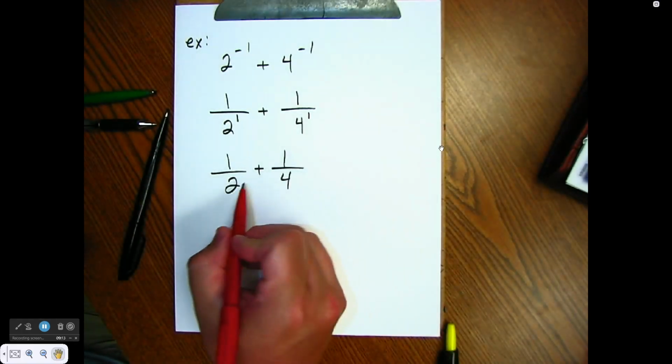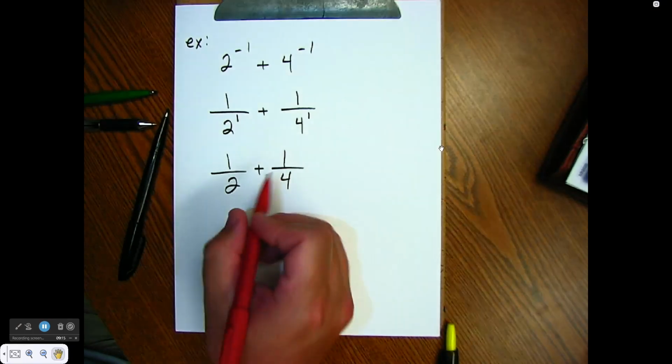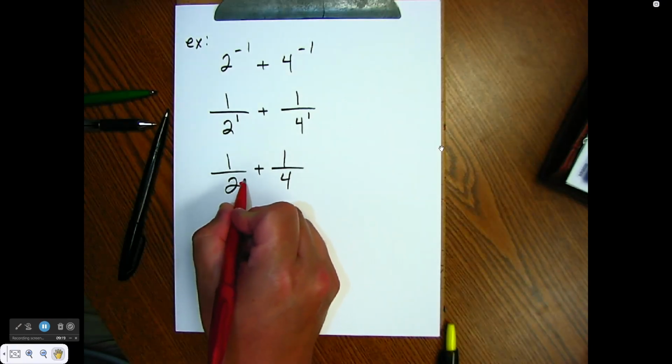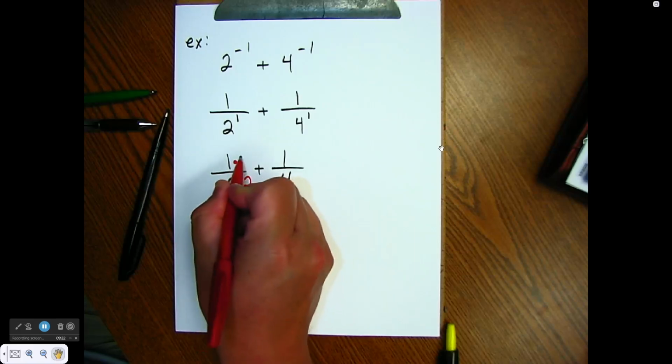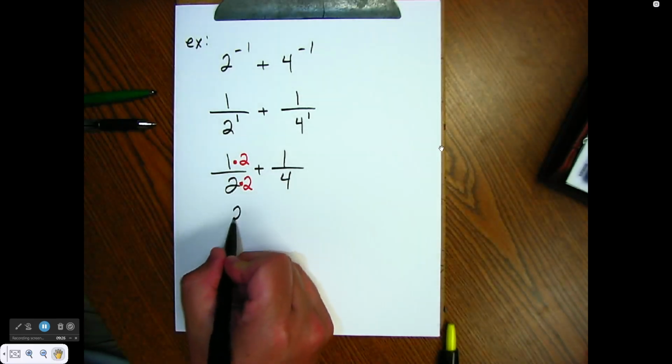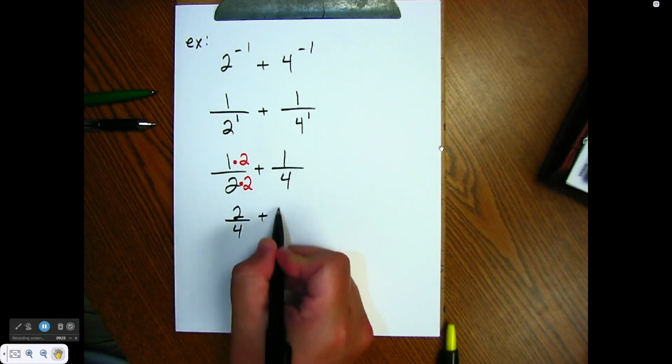Find a common denominator between 2 and 4, which is 4. 2 times what gives me 4? Well, 2 times 2 gives me 4. What you do on bottom, do on top. And I now have 2/4 plus 1/4.